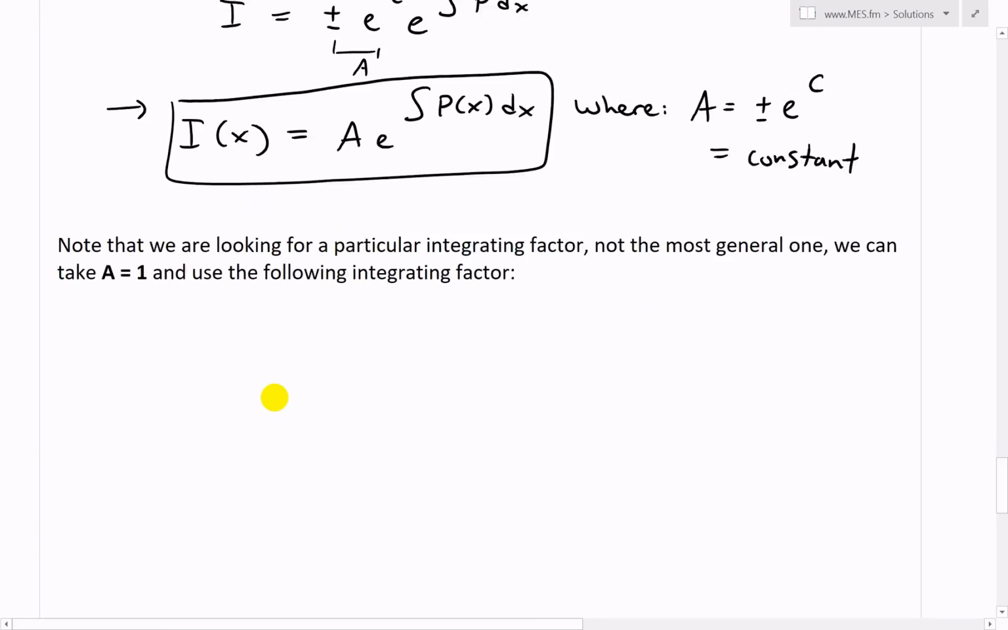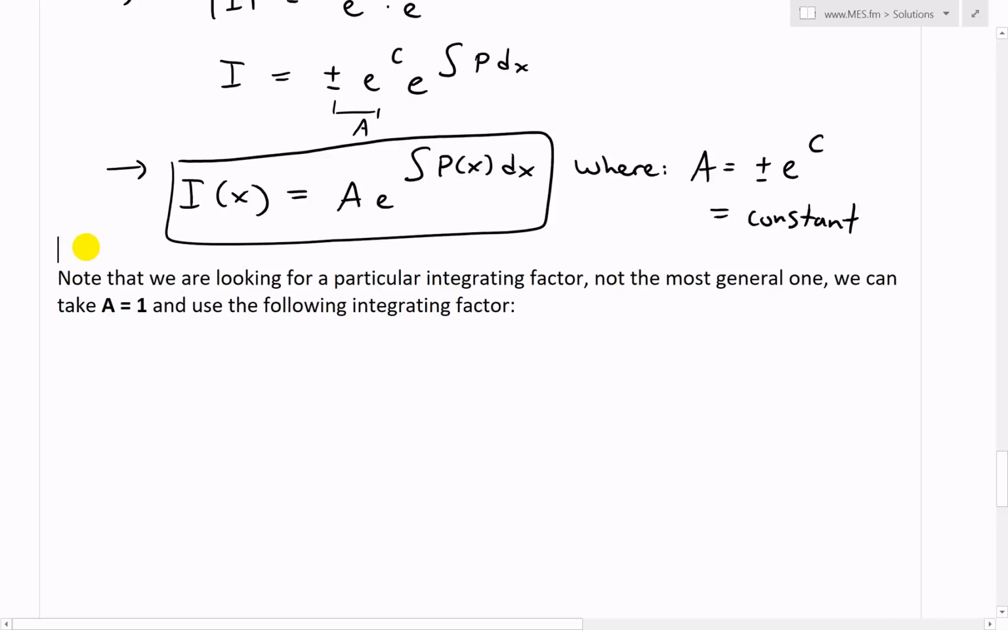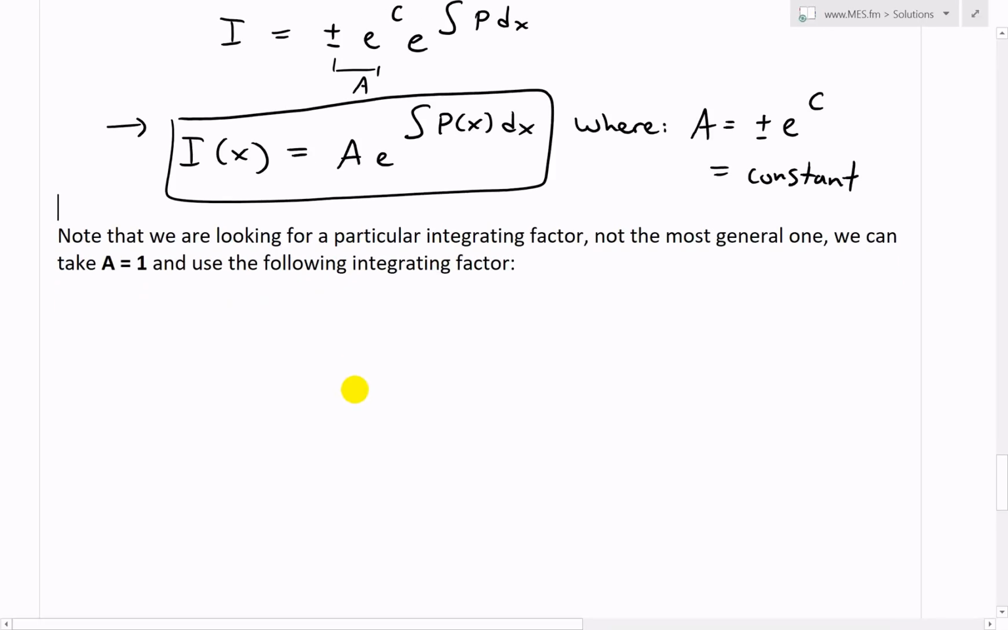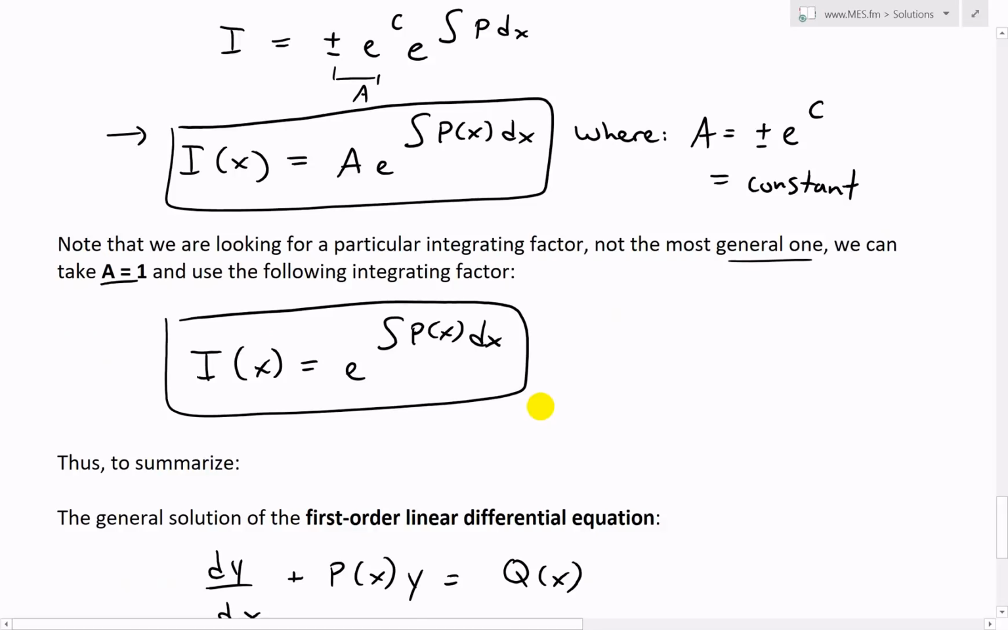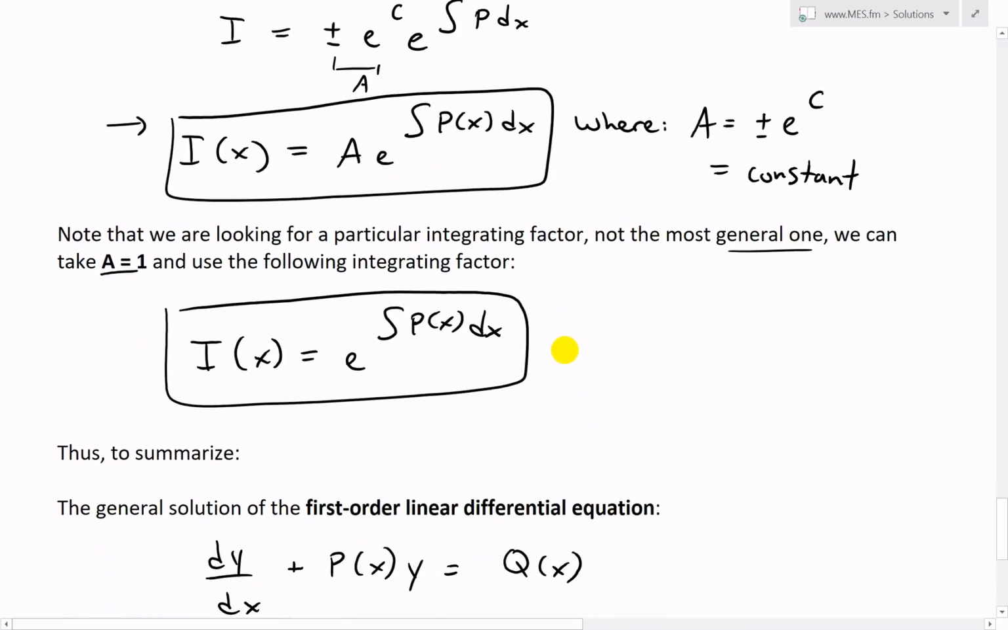But now, this is a general solution for the integrating factor I. I'll move this down. Basically, note that we are looking for a particular integrating factor. We don't need to get an infinite number of them. We just want one, not the most general one. So we could take a equals 1 and use the following integrating factor. If a is equal to 1, then we'll have I of x equals e to the integral of p of x dx. So that's all we need to find. Basically, we've just solved everything we need for solving the first order linear differential equation.